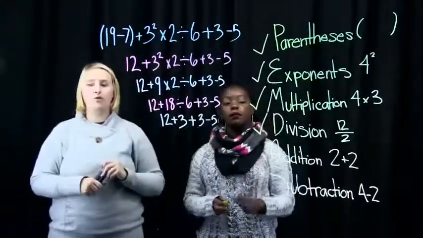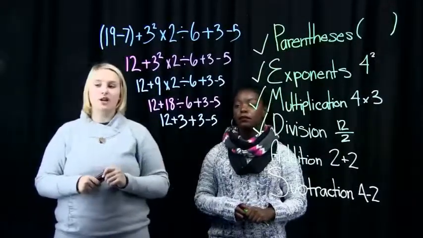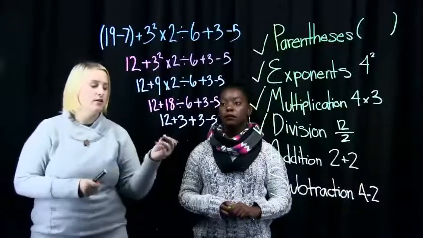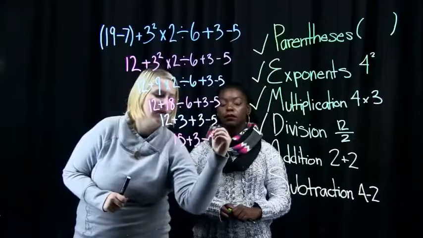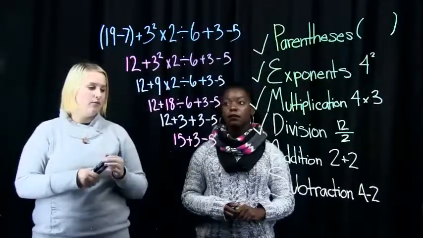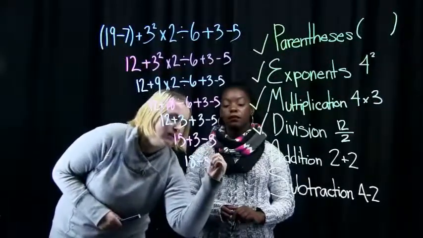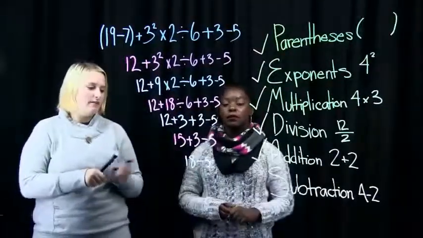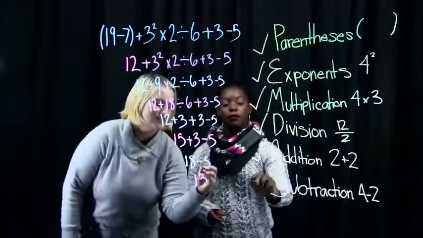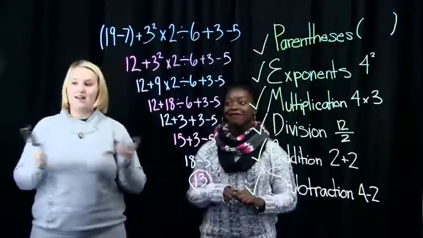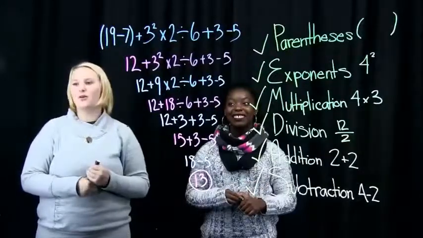So now we have no more multiplication or division, so we move on to addition and subtraction. So since they're interchangeable, we just move from left to the right again. So 12 plus 3 is 15, plus 3 minus 5. And now we keep moving to the left. 15 plus 3 is 18. And continue writing out the rest of the problem. And finally, we take 18 minus 5, which is 13. And we're done. Yay! That is PEMDAS, or Order of Operations.